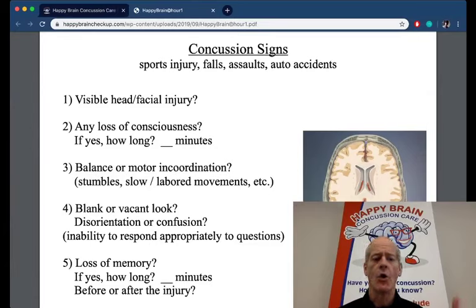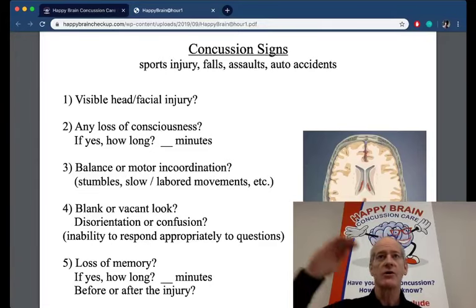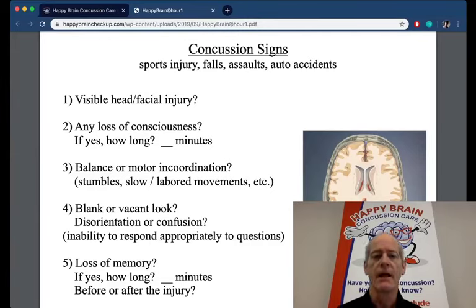A blank or vacant look. Some people, and you can see this in children, they have this 1,000-yard stare. They're just staring 1,000 miles away. That is a sign that they may have a concussion or some brain injury going on. Can you say from that there is a brain injury? No, but it's a sign that most likely there's some type of brain injury or some type of neurological deficit.